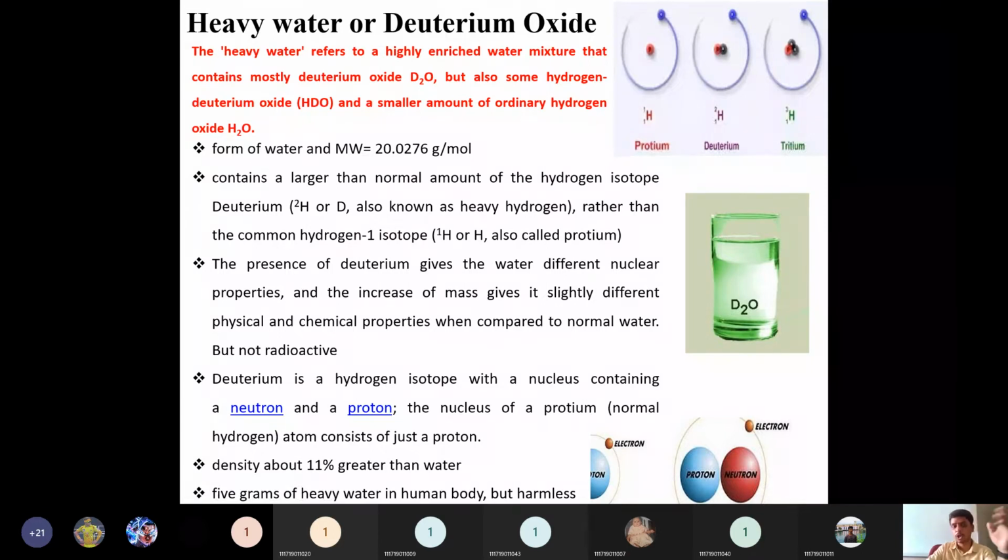Normally in human beings, around 5 grams of deuterium will be present, but whenever the limit is crossed for the deuterium, that is harmful for human beings. You have to explain that, and the density of heavy water will be about 11% greater than normal water. These facts you have to give after defining your heavy water.